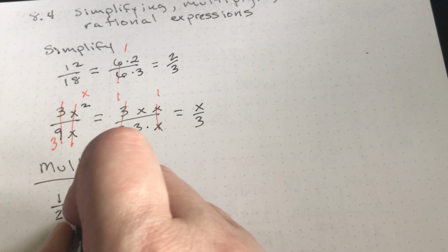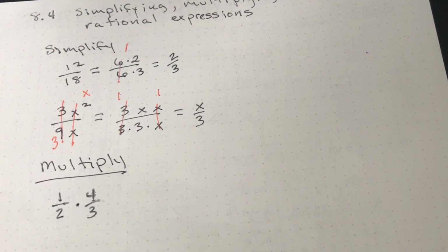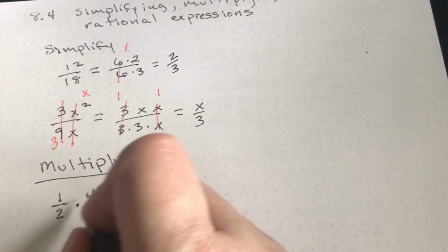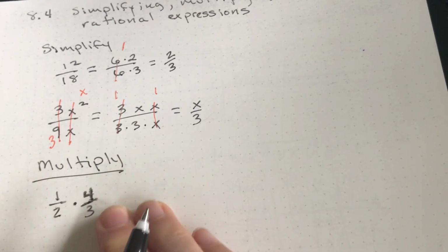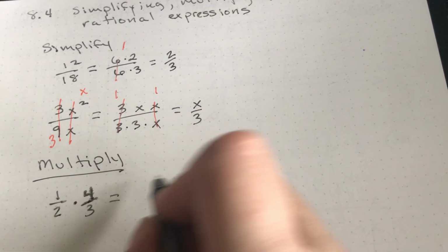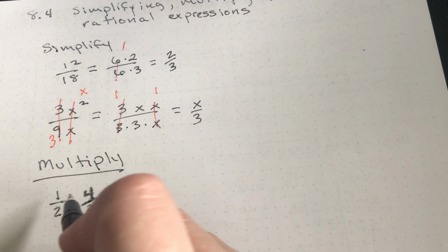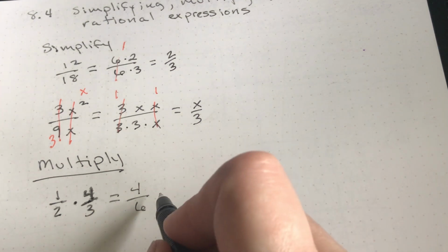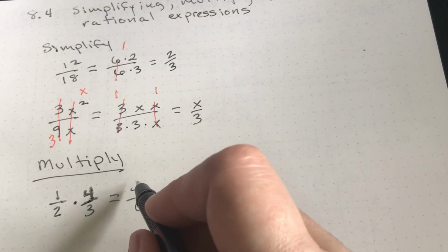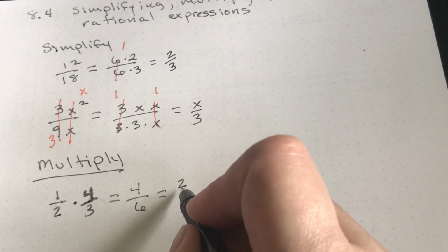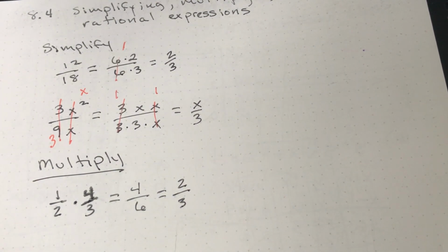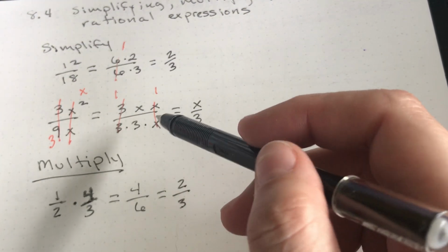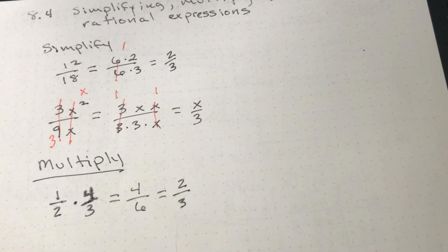1/2 times 4/3. Okay, 1/2 times 4/3. So when we multiply fractions, we just multiply straight across the top and straight across the bottom. So 1 times 4 is 4, 2 times 3 is 6, and then I can simplify that. These are both divisible by 2, so that would be 2 left here and 3 left here. So there's my answer.